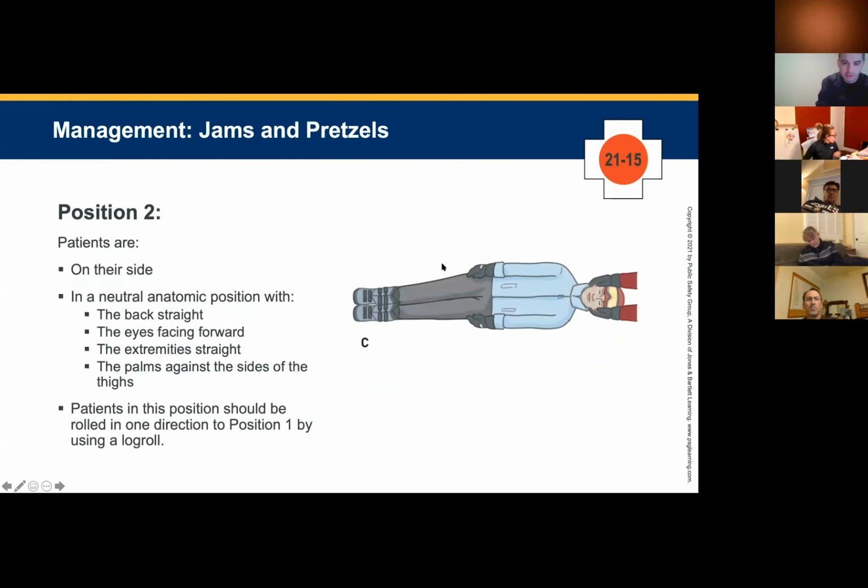Position 2, the patient is on their side. So this is supposed to be, here, let me grab a draw icon.